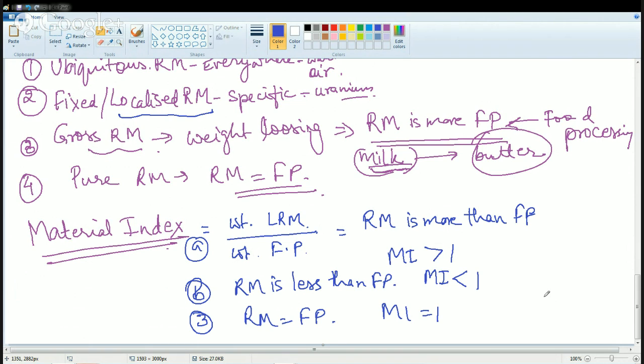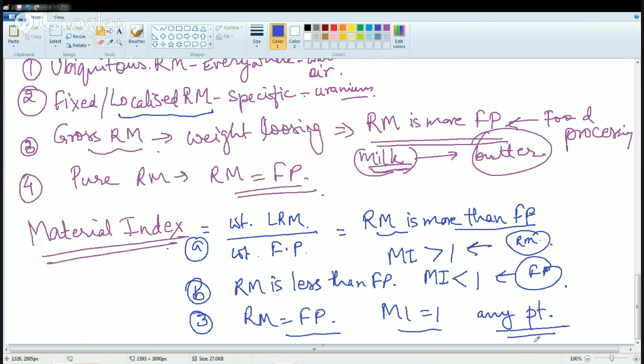So now what happens is, in the case where the raw material is more than the finished product, I would try to place my industry close to the source of raw material. Here I will try to place my industry close to the finished product. And finally in this case, I would try to place my industry at any point on the line. So these were the basic concepts that Weber discussed before he started to explain the theory.